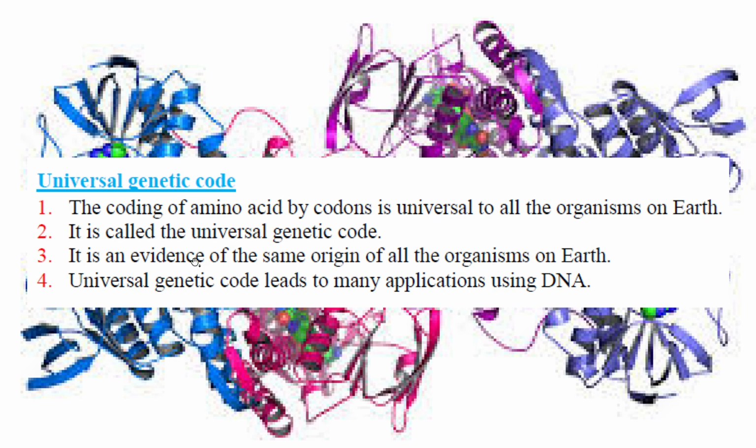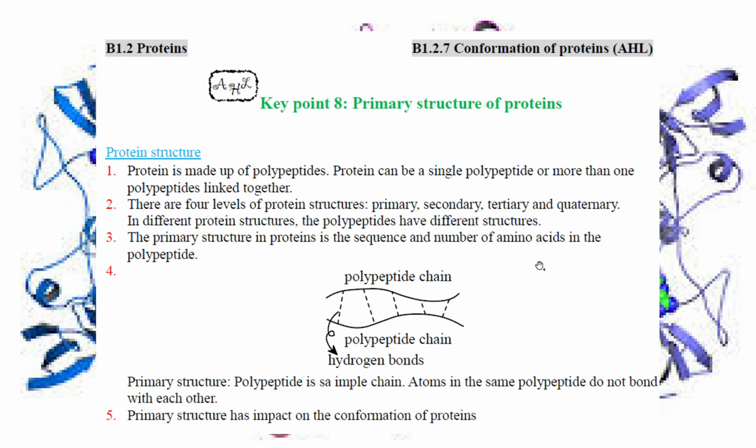Every creature uses the same code, okay? So we think here's the evidence that we have the same origin, okay? Maybe we go to another planet finding other life, okay? Maybe there, surely we expect to have a different genetic coding. But on the Earth, all of us share the same thing. So we think that we have the same origin of all the organisms on the Earth. And we call it universal genetic code.